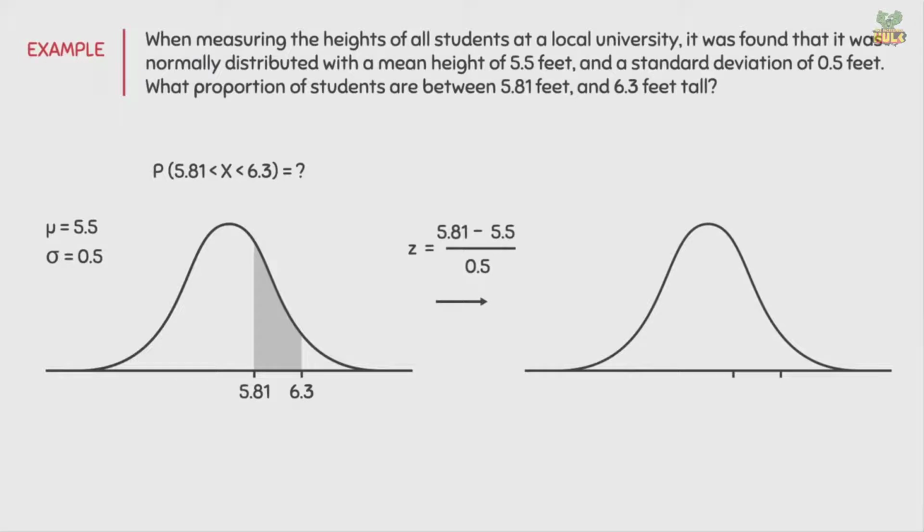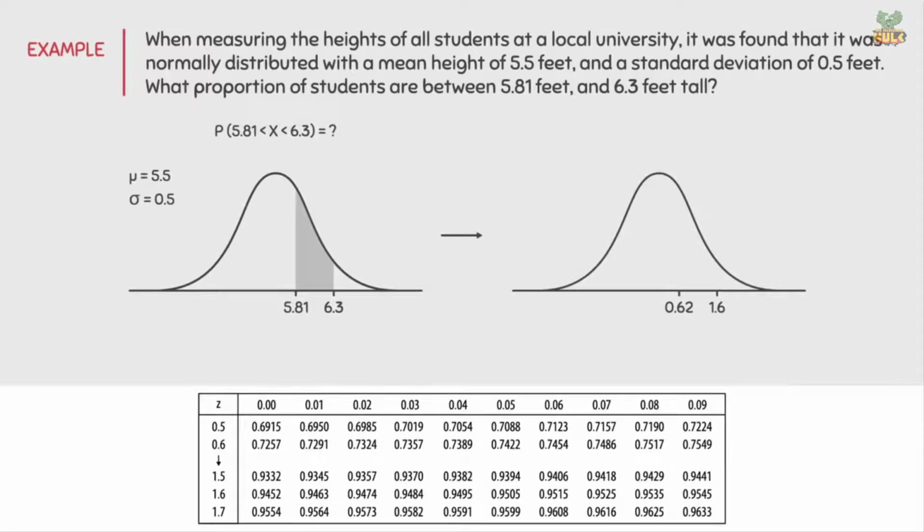Plugging in 5.81 to this formula gives us a z-score of 0.62, and plugging in 6.3 into the formula gives us a z-score of 1.6. According to the standard normal table, the z-score of 0.62 corresponds to an area of 0.7324, and the z-score of 1.6 corresponds to an area of 0.9452.